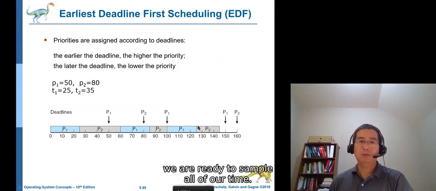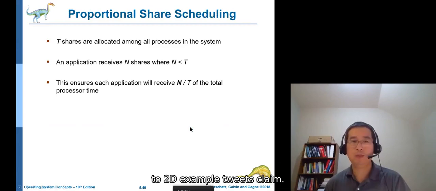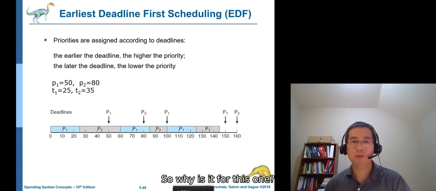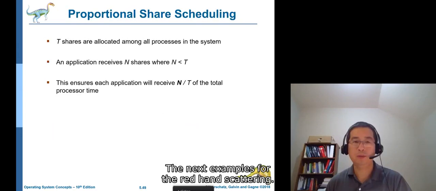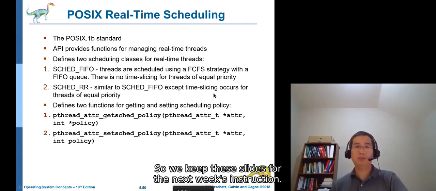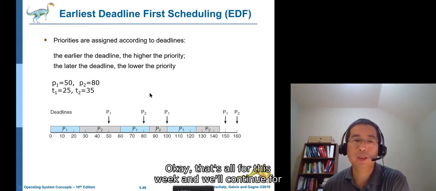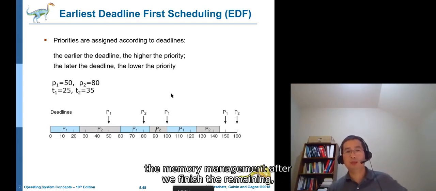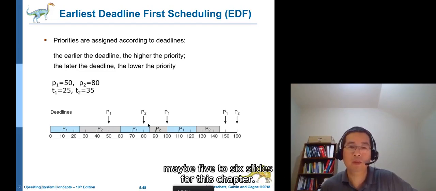Okay, I think we already used up all of our time. We still have several algorithms and two examples to explain. One is for this one, the other one is for the POSIX example for real-time scheduling. So we'll keep these slides for next week's instruction. That's all for this week, and we'll continue with memory management after we finish the remaining maybe 5 to 6 slides for this chapter.